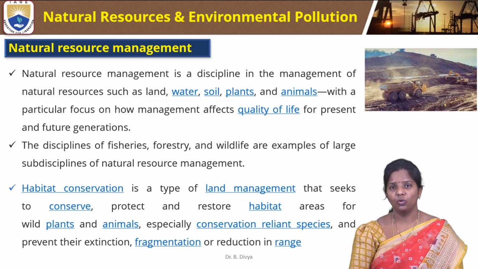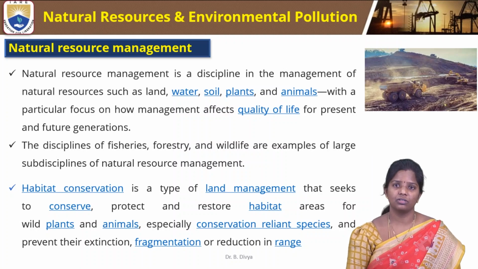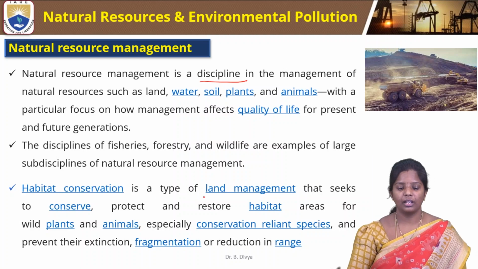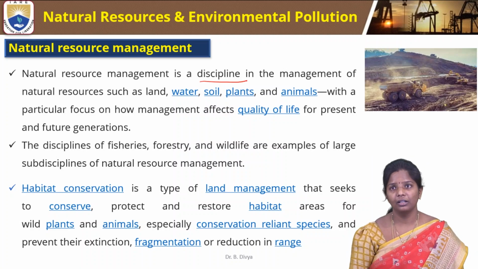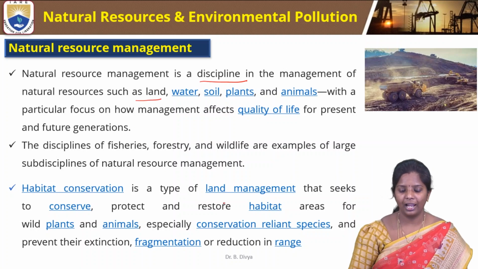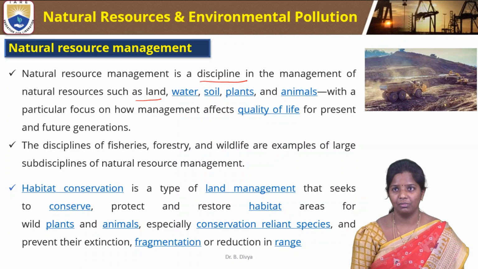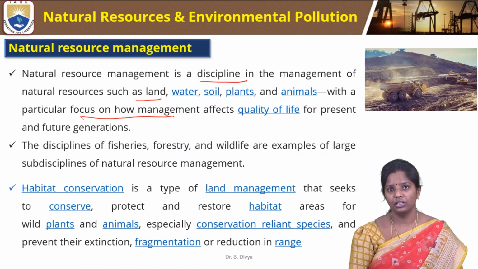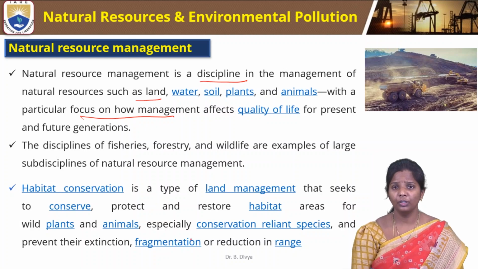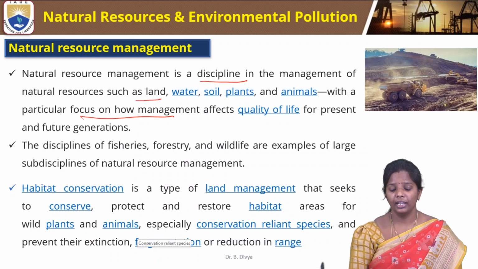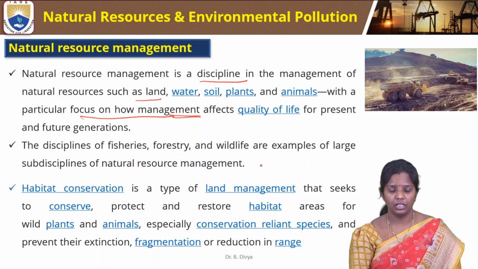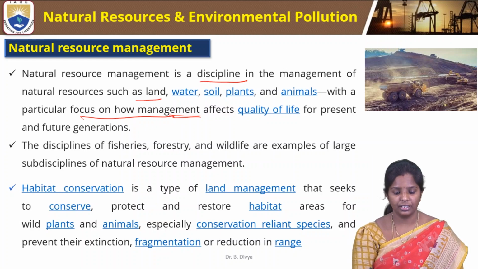So we have to manage. Somehow we have to really manage these natural resources before they get depleted. One way is natural resource management, which, like I said, is a discipline in the management of natural resources such as land, water, soil, plants, and animals. They have to be protected, with a particular focus on how management affects the quality of life for future generations. So if we want to provide these resources for the future generation, it is important to protect them and manage them before we are using them. That is how it affects the quality of life.